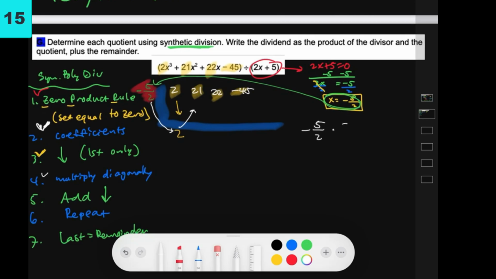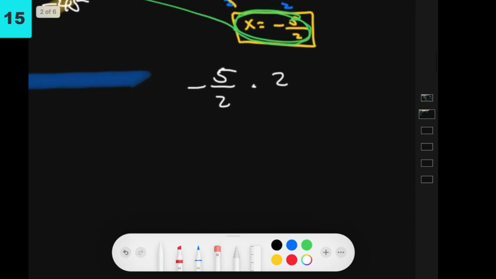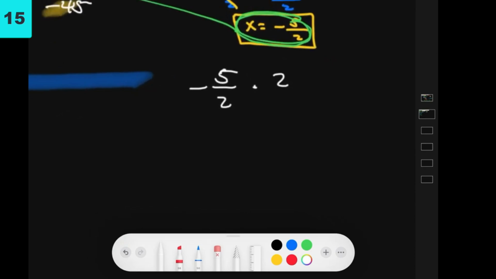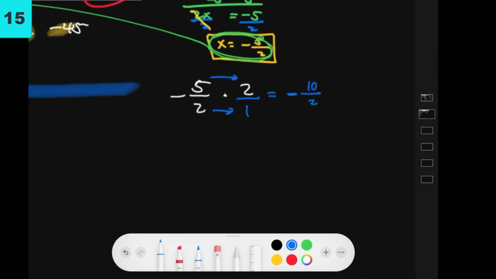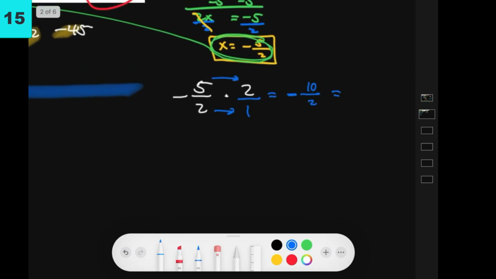Now if you've never multiplied fractions before, I recommend doing them vertically. How do you make 2 a fraction? You put it over 1. Here I can cross cancel. If you don't understand cross canceling, you'll see that when I finish the problem. So multiplying fractions, you're just multiplying across. Negative times a positive is a negative. 5 times 2 is 10, and 10 over 2. Well, what is 10 divided by 2? Well, it's 5. So your answer is negative 5.